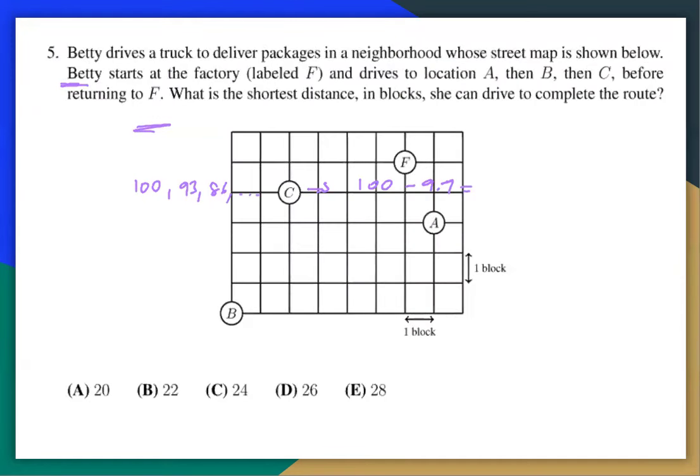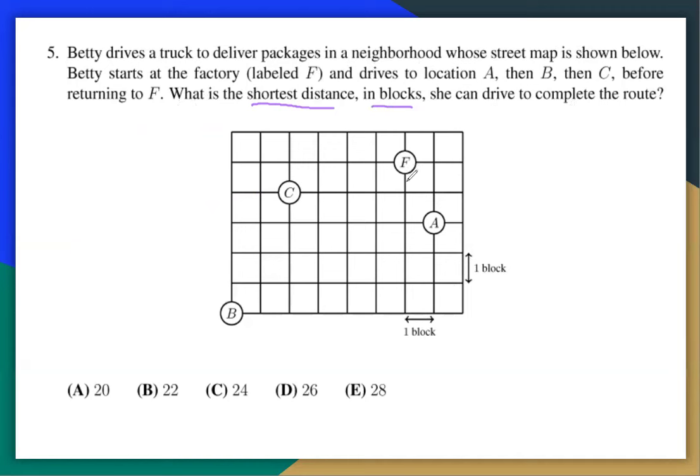Okay, and number 5. Betty drives a truck to deliver packages in the neighborhood. Those streets are given. Betty starts at the factory labeled F, drives to A, B, C before returning to F. What is the shortest distance in blocks she can drive? Okay, so a block looks like a horizontal or vertical distance between two vertices of each unit square, I guess.